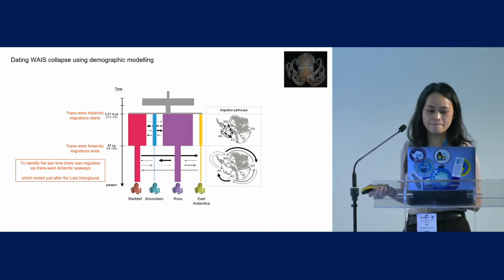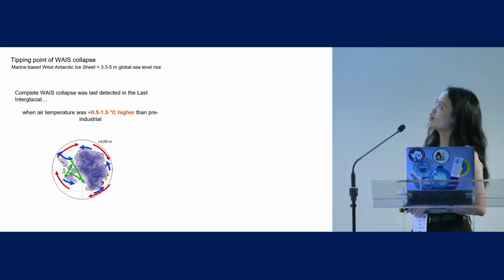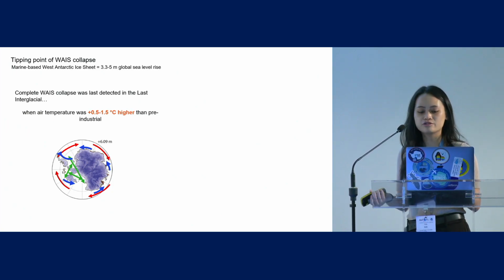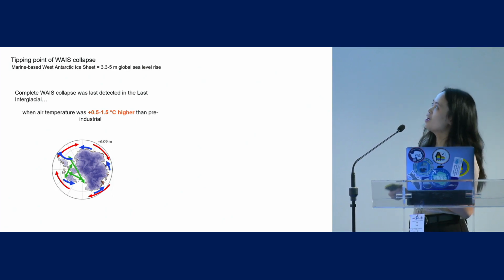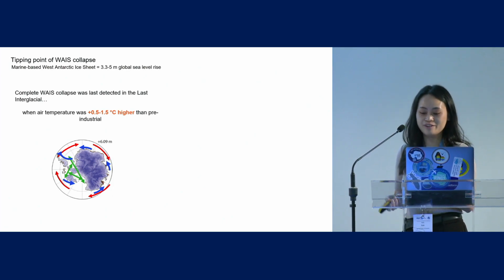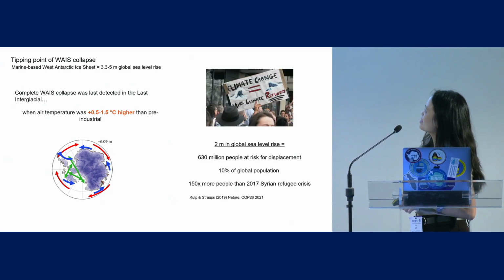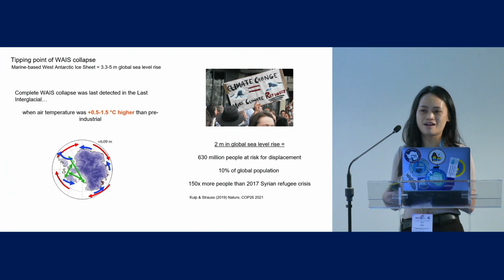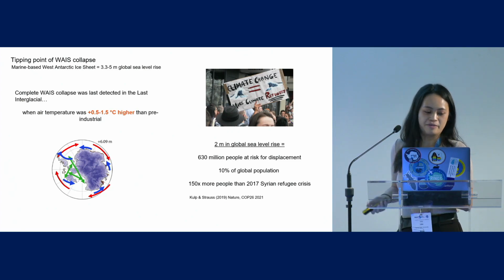until the present day. So, in the Last Interglacial, air temperature was 0.5 to 1.5 degrees higher than pre-industrial, which means that we're likely close to the tipping point of West Antarctic ice sheet collapse. I'm not going to get into the details of the physics here because I'm a biologist, but just 2 meters of sea level rise puts 10% of the global population at risk of displacement, which is terrifying.